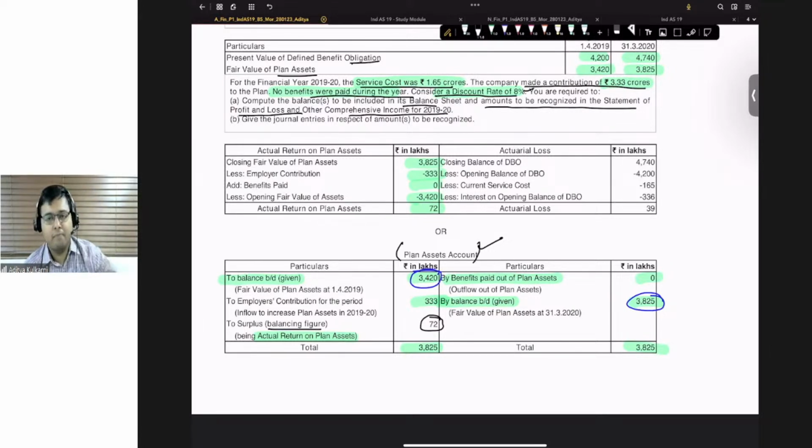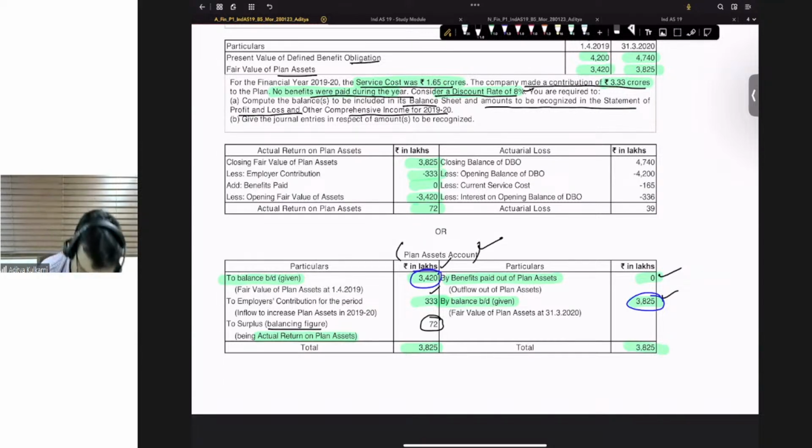If you take out the plan assets register, you will look at the opening balance. This is actual. You had investments of 3,420 lakhs at the beginning of the year. Second, if you open the bank statement, you will see that a payment of 333 lakhs is made towards plan assets. In the plan asset register, you will see investments addition of 333. So 3,420 is clear, 333 is clear. Closing balance, you can check 3,825 from the investment register, where the money was invested and what its current value is, all of that is there. Benefits paid out of plan assets, I have not paid anything. So that is zero.